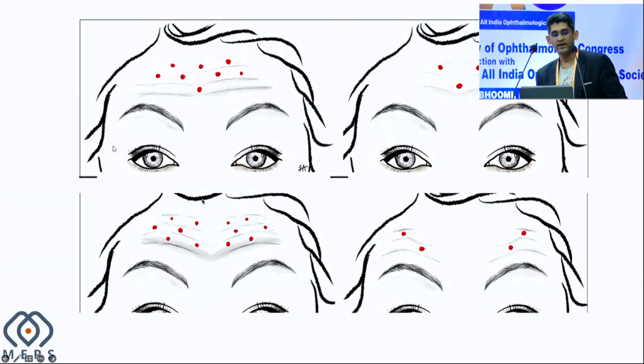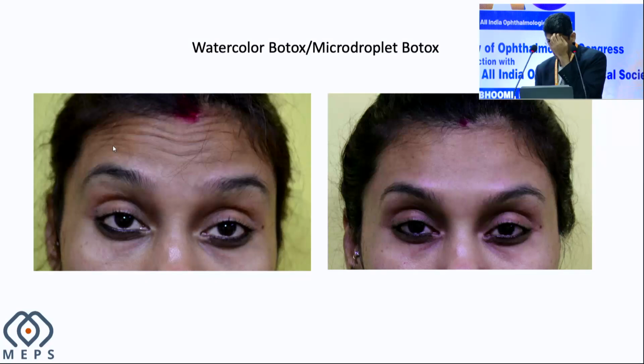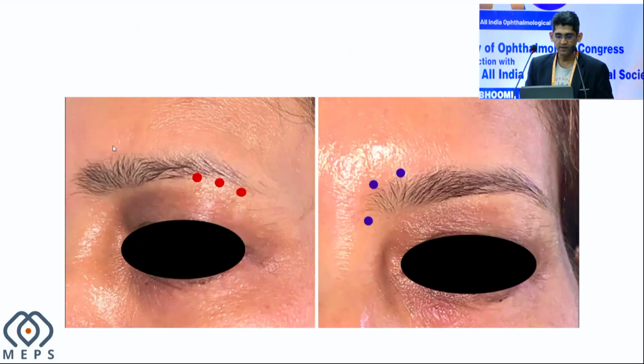Sometimes you have to combine it with a filler injection, and sometimes in women you have to underdose it because they don't like a frozen appearance. Now, consensus guidelines for treating forehead lines, usually in women we start with a dose of 10 to 15 units. In men, a dose of 20 to 30 units is sufficient. Now, people sometimes don't want a complete frozen effect, so there is something called micro droplet Botox or watercolor Botox, where you dilute the Botox further and just put very micro aliquots all along the forehead so that the frozen look is avoided. Eyebrow we have already spoken about.